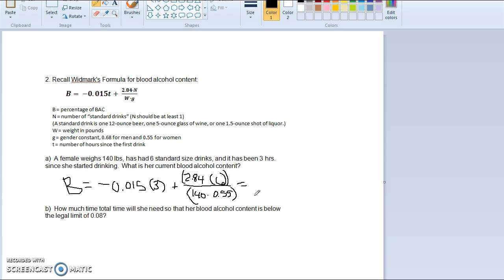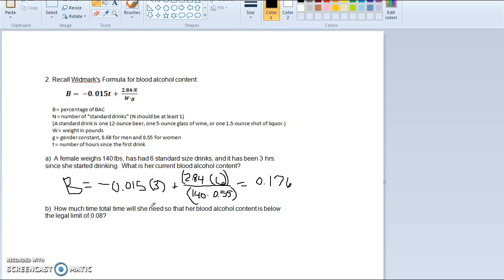And if I calculate that correctly, and you want to try typing that in your calculator to make sure it's working for you, you should get 0.176 approximately. Now, we know from our discussions that that's over the legal limit. So if she were to drive and get stopped, she would be charged with a DUI.